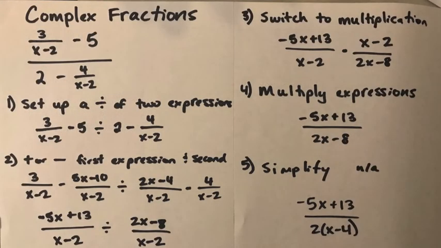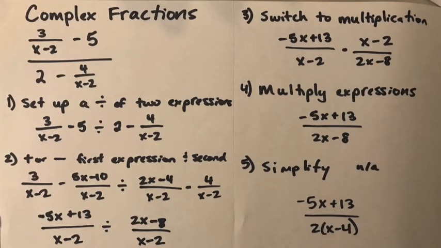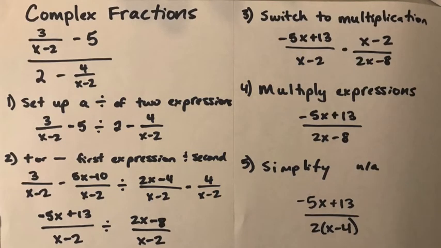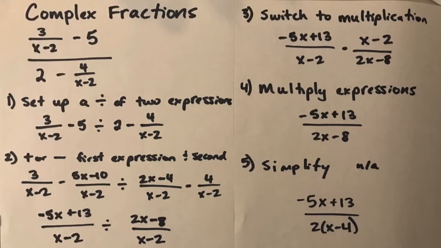Here's our complex fractions example. Here's our complex fraction. We have 3 divided by x minus 2 minus 5 all over 2 minus 4 divided by x minus 2. So fractions within fractions, hence complex fractions. Our first step here, like the list said, is to set up a division of two expressions. I don't like the way this looks, and I think it might be easier if we write it as 3 over x minus 2 minus 5 divided by 2 minus 4 divided by x minus 2. Okay, so we have those two expressions that we are dividing.